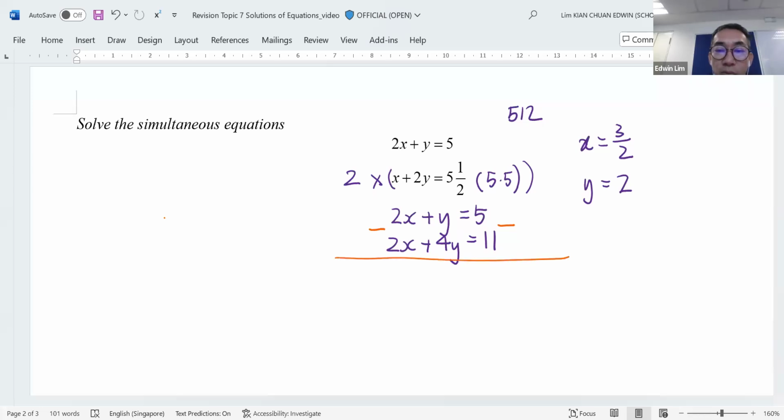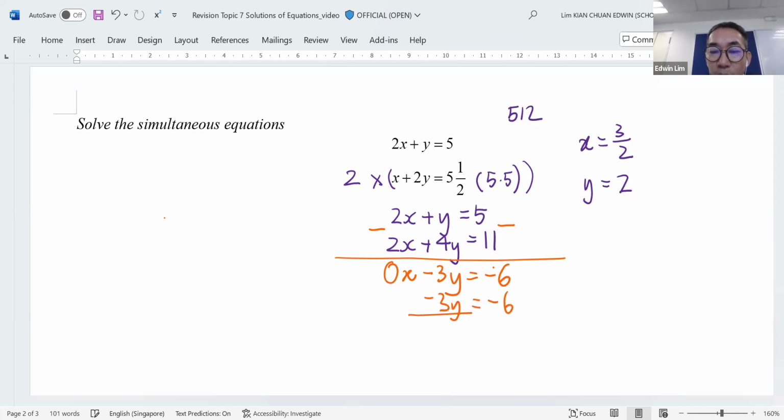2 minus 2, 0. All right. 1y minus 4y, so I will say it's negative 3y. You check: 1 minus 4, negative 3. Not wrong. 5 minus 11, negative 6. Okay, so negative 3y equals negative 6.